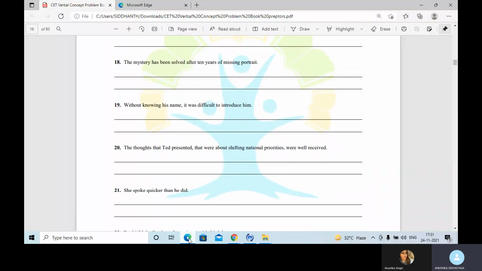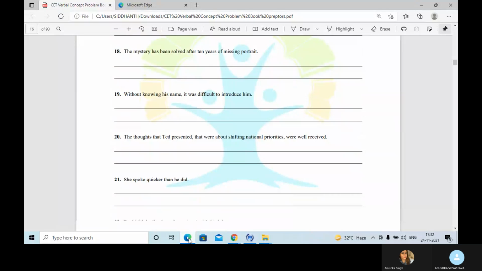28. The thoughts that Ted presented that were about shifting national priorities were well received. Now, if you see, there is a redundancy because we've used two tags. And we've learned in pronouns that we can only use one tag, and if there is specific or important information, we use that. If it is extra information, we use which. Here, that were about shifting national priorities is extra information. So I will use it along with which. The thoughts that Ted presented, which were about shifting national priorities, were well received.